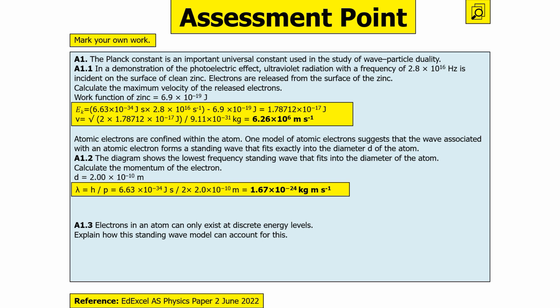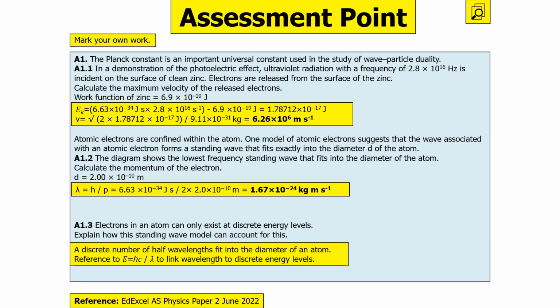Now in this last one, how can the standing wave model account for this? Well, we know with the standing wave, it can only occur in discrete numbers. It can only occur when you've got half wavelengths. So therefore, a discrete number of half wavelengths fit into the diameter of the atom, and therefore they link to the energy levels, and that's why you get discrete energy levels, because standing waves can only occur at particular frequencies called harmonics, so they will then convert into the different standing wave values.